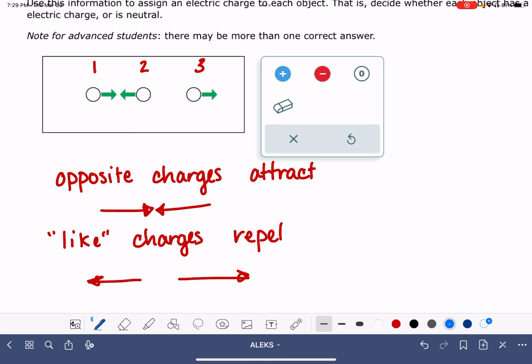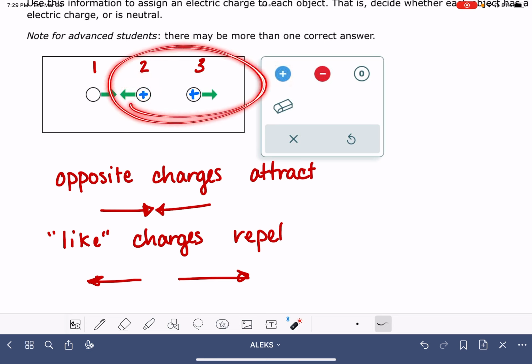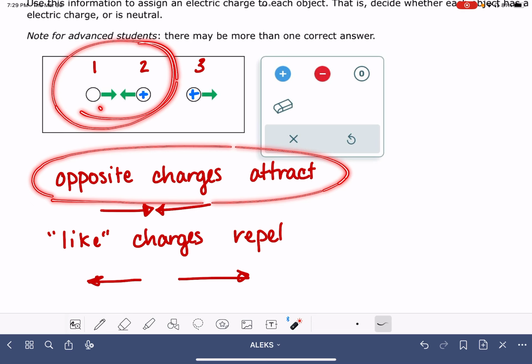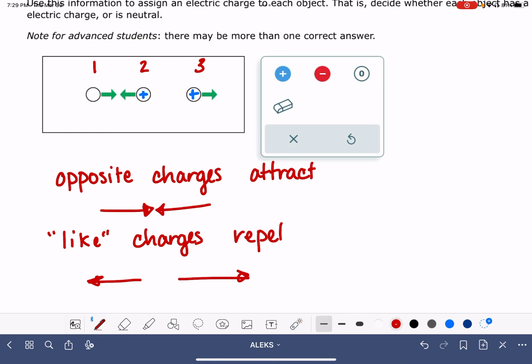Let's just say, for the sake of saying it, that both of these objects have a positive charge. Now the way that you're going to plug that into ALEKS is that you're going to click on this plus and then you're going to click here, and that's going to turn this circle into the plus sign, and you're going to do the same thing for this. We know that objects 2 and 3 have the same charge. And we also know that objects 1 and 2 have opposite charges because they're attracted. So just based on how we're setting this up, object number 1 has a negative charge.